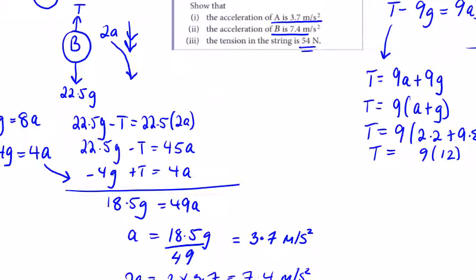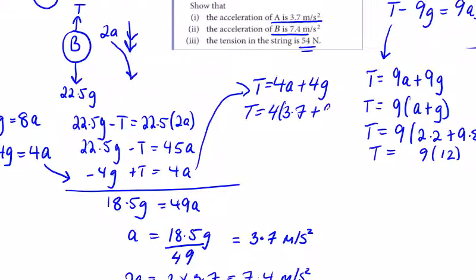Have we got an easy one for tension? This looks easy enough. Tension is equal to 4a plus 4g. Tension is equal to 4 by 3.7 plus 9.8. So the tension is equal to 4 by 13.5, which is in fact 54 newtons.